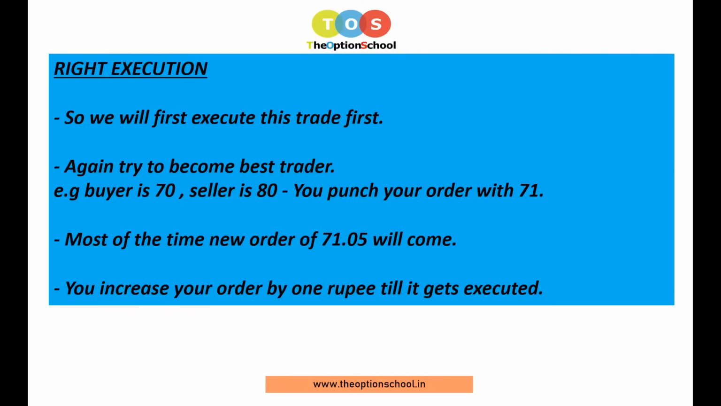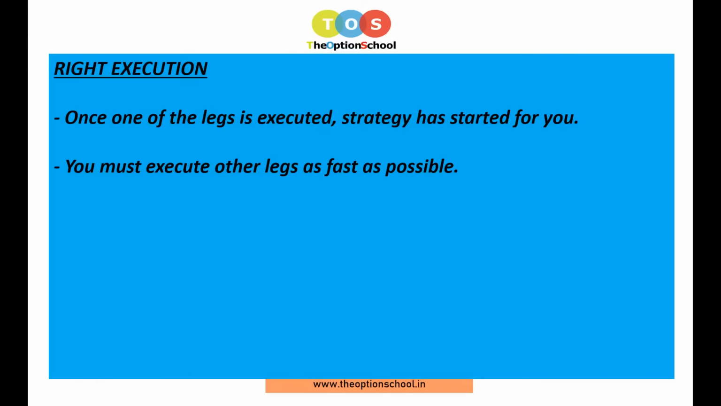right? So once you have executed this illiquid leg, now you know the other three legs are pretty much liquid. There will be hardly a difference of 1 or 2 rupees. Then you can quickly go ahead and do the other legs. Now, one thing you must be very, very careful once you have executed even one of the legs out of four legs. Now, in the example, there were four legs, right? Now, if one of the legs is actually traded, the strategy has started for you. You cannot do same things for second, third, fourth leg. You have to execute those three legs as quickly as possible.